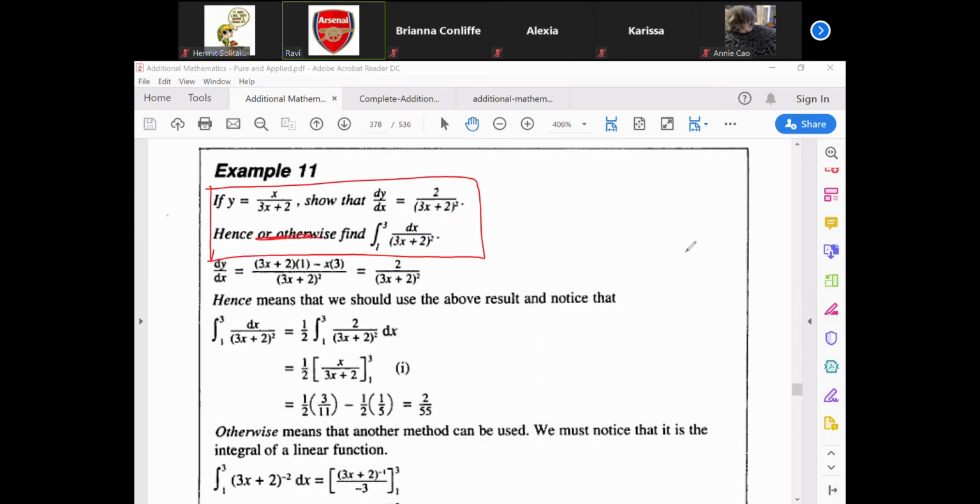They just said hence, meaning if they didn't say the otherwise part, and they just said hence, find that, what would you have done? Well, really it's not a difficult thing for you to do, as long as you just pop it in.